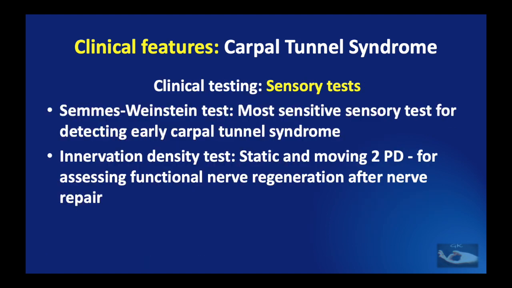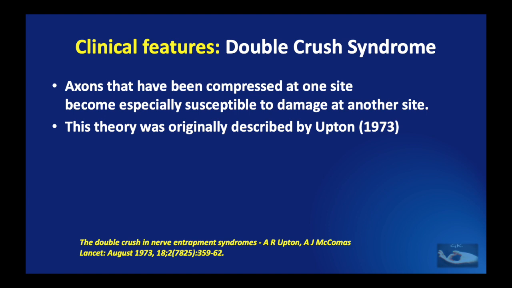The sensory tests like the Semmes-Weinstein test is the most sensitive sensory test for detecting early carpal tunnel syndrome. Innervation density tests, that is static and moving 2-point discrimination, for assessing the functional nerve regeneration after nerve repair are also useful. The theory of double crush syndrome was described in 1973. This states that axons that have been compressed at one site become especially susceptible to damage at another site.